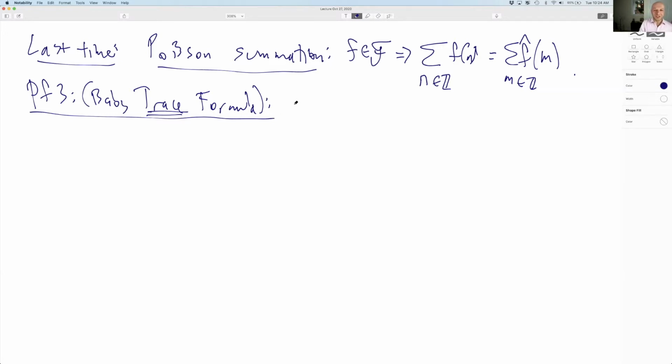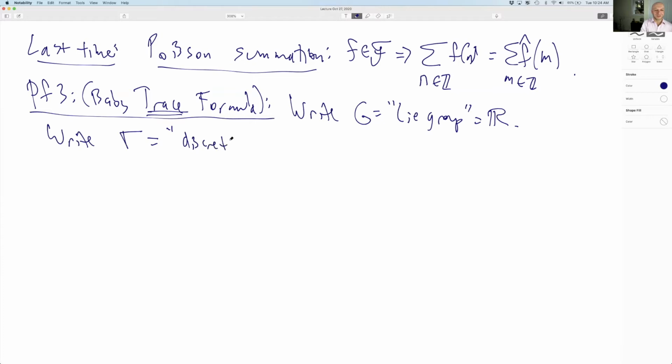So let me be suggestive. I'm going to write G for my Lie group, by which I just mean the real numbers, and I'll write gamma for my discrete subgroup, a discrete subgroup of G, which for us is the integers, okay?